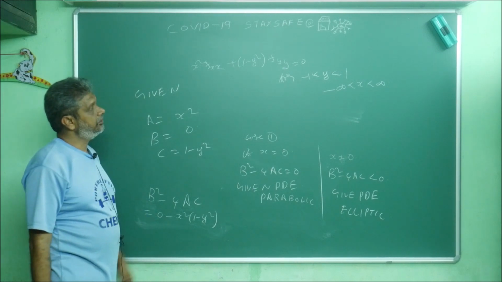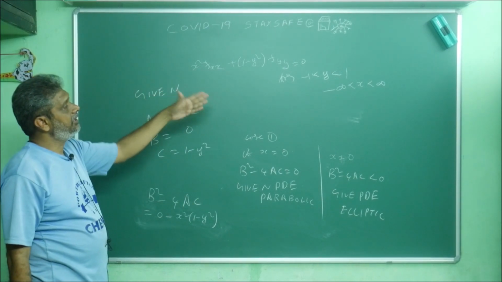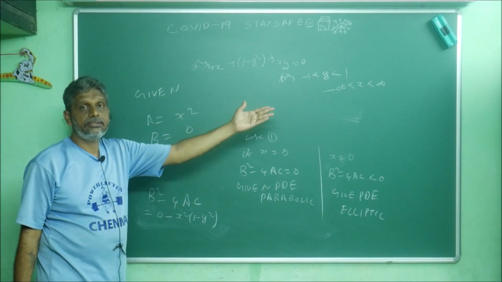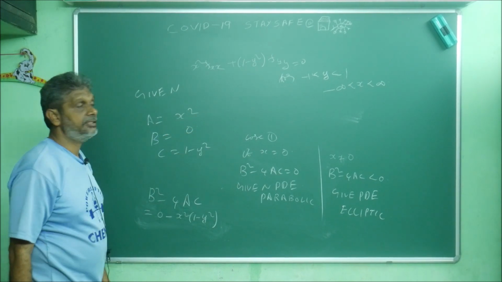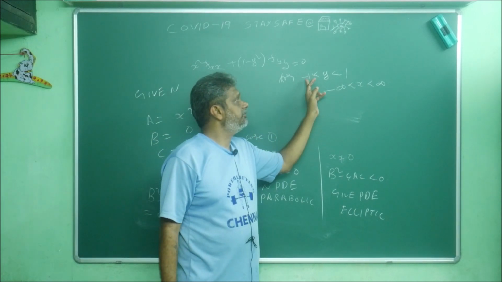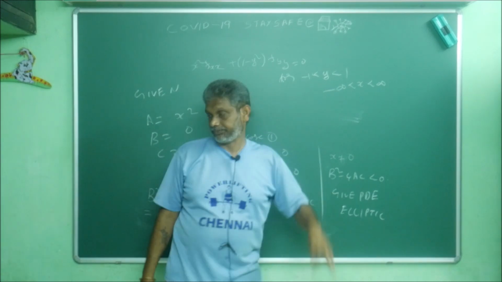Getting or not? So depending on x and y, your values will change. Because the whole domain is defined, my x is running from minus infinity to plus infinity, and y has the restriction, in between minus 1 and plus 1.